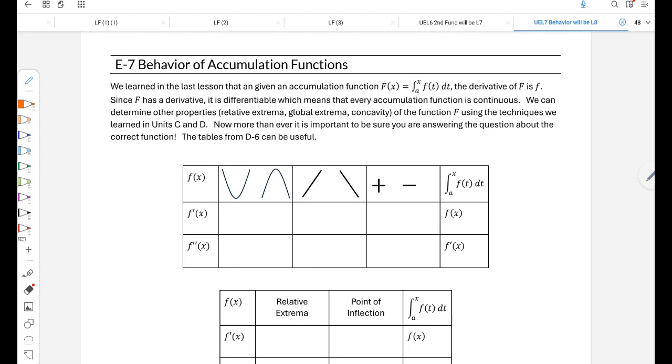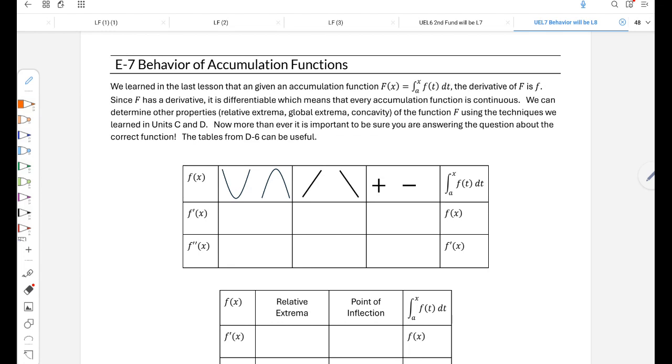Since f has a derivative, it is differentiable. I mentioned that yesterday. I know there's a weird question somewhere where that comes up, so that's why I keep saying it. If you have an accumulation function and the function inside is just your normal continuous function, then f is differentiable, which means that the accumulation function itself is continuous, because if you're differentiable, you're continuous. We're going to look at some other properties of these functions: extrema, relative extrema, global extrema, concavity, points of inflection, using the same techniques we used in the past.